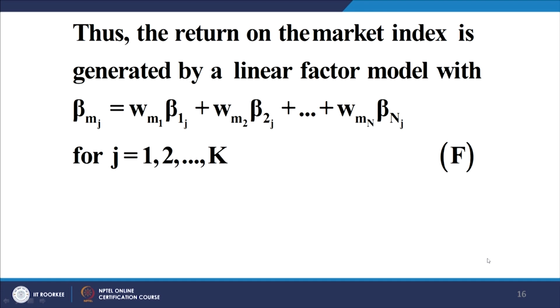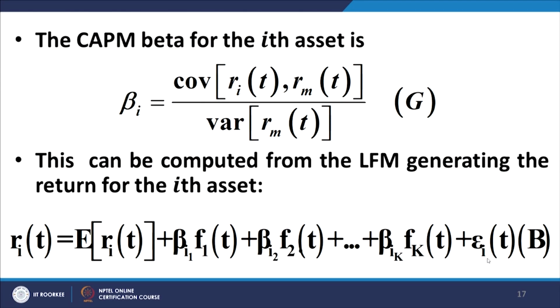Let me repeat, the market returns, or the return on the market index, is also generated by a linear factor model with the beta that is given by equation number f. So, that is one conclusion that we arrive at. Now, the CAPM beta for the ith asset is given by equation number g.